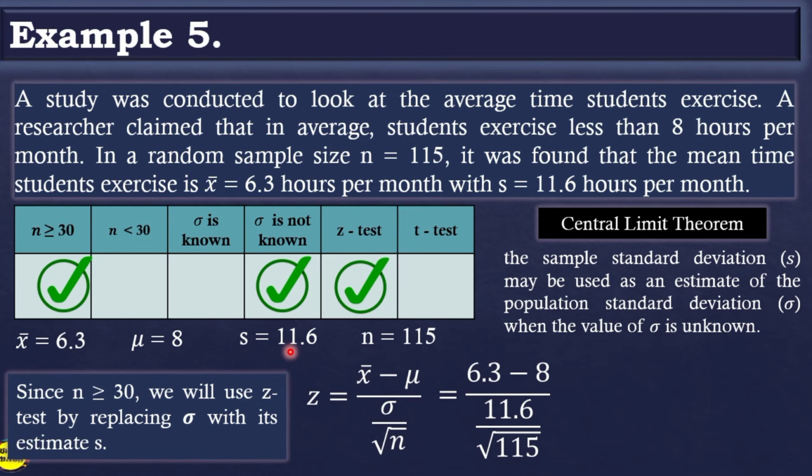So, using the formula, substitute 63.8, 6.3 minus 8 divided by 11.6 over the square root of 115. And the answer is, the computed Z value is negative 1.572.